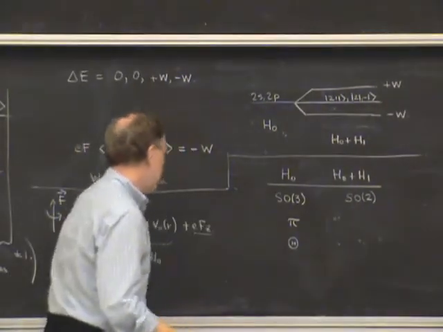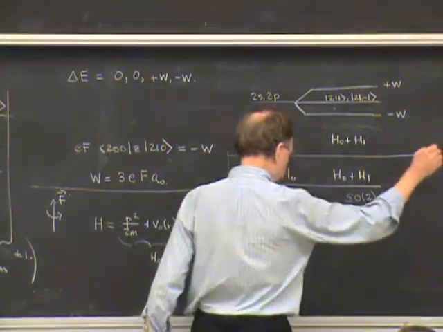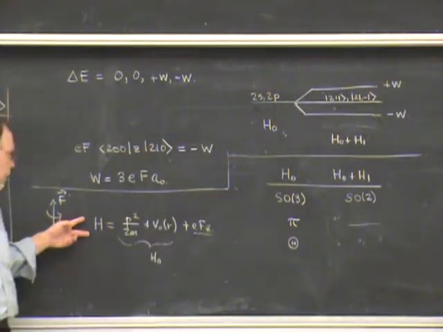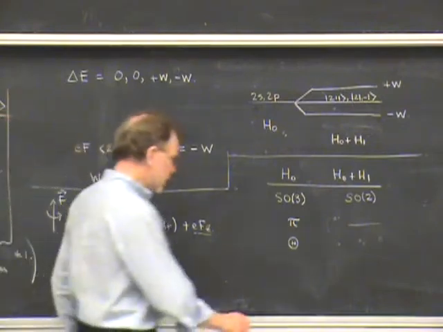What about parity? Well, parity is certainly not a good quantum number anymore because the electric field indicates a preferred direction. If you flip plus E to minus E, it's not the same physics. So there's no parity anymore. This one goes away. And finally, what about time reversal? Well, any kinetic plus potential Hamiltonian, which doesn't have to be central force, commutes with time reversal. So we still have time reversal.